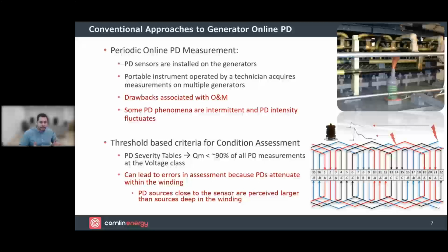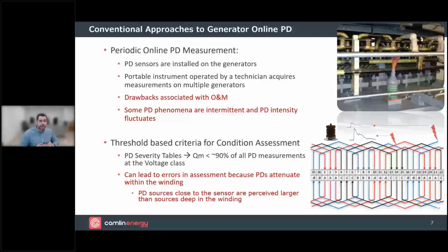One drawback that some asset managers are considering recently is just the operation and maintenance drawback. The need to send technicians into the powerhouse to go to each generator and to collect data can be undesirable just for O&M costs reasons. Okay, but the other key reason, if our focus is to detect problems and identify failure modes early, some PD phenomena are intermittent, okay? And because of this intermittency, the discharges may not be active when we perform this PD measurement, okay?